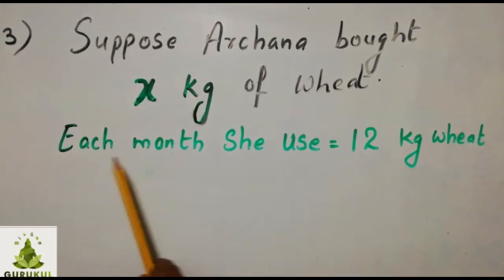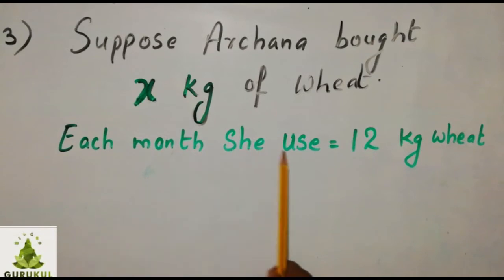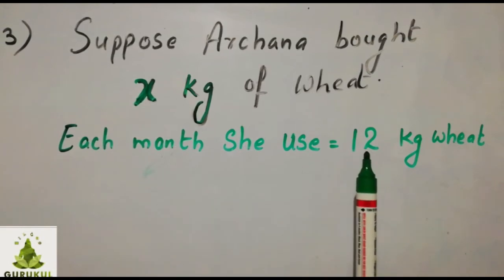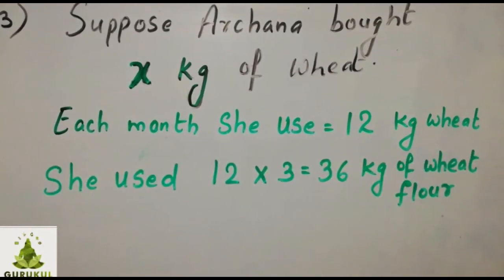Each month, the amount she used is given to you. Already for 3 months wheat is ready for use. For 3 months how much will she require? For 1 month 12, so for 3 months 12 into 3. That is 36 kilogram of wheat flour she used in the 3 months.